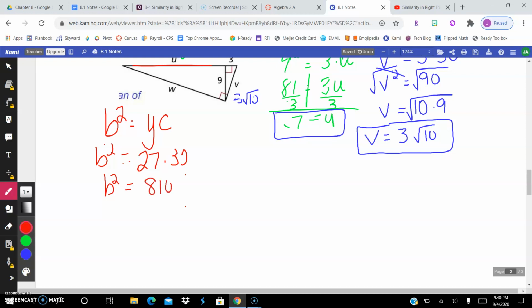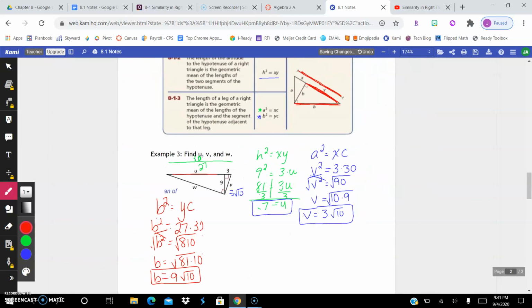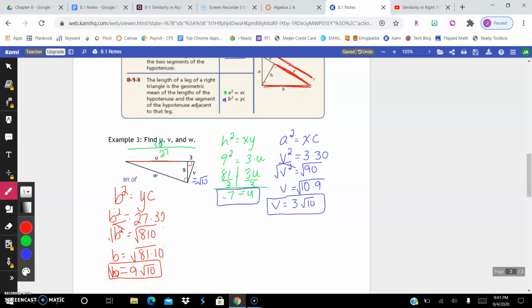27 times 30 is 810. We're going to have to take the square root of that, and these would cancel over here, so we just have b. 810 is not a perfect square, so we're going to break it up. 810 would be the same thing as 81 times 10. Square root of 81 would be 9, and then we would have square root of 10 left, which does not break down any farther. So that would be our third side there, which would be the longest leg, which would be our W. And I could have changed B to W.